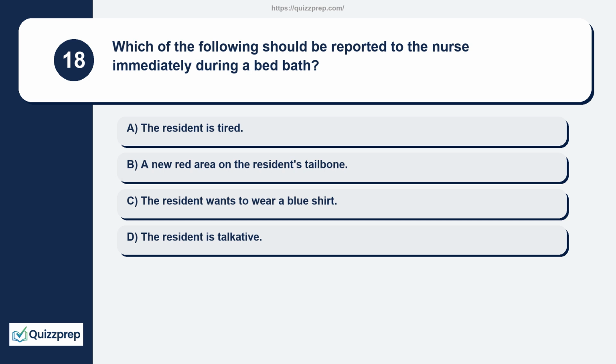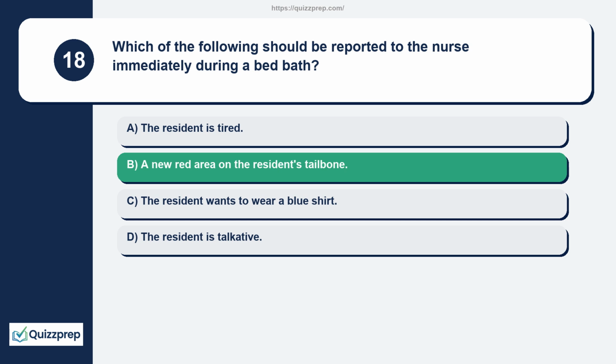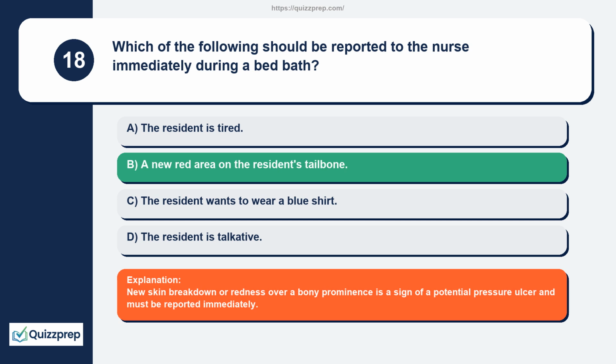Question 18. Which of the following should be reported to the nurse immediately during a bed bath? The resident is tired. A new red area on the resident's tailbone. The resident wants to wear a blue shirt. The resident is talkative. New skin breakdown or redness over a bony prominence is a sign of a potential pressure ulcer and must be reported immediately.